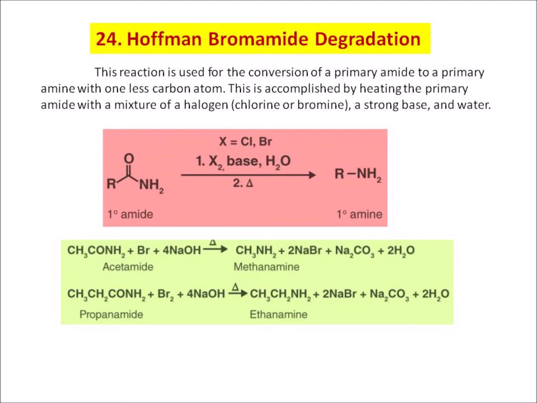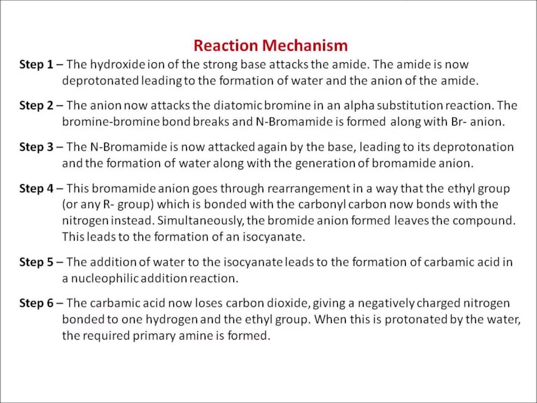Conversion of primary amide RCONH2 to RNH2. That is, primary amide is converted to primary amine. Here examples are given like acetamide to methanamine, propanamide to ethanamine. When we examine the reaction mechanism of Hoffmann-Bromamide degradation, 6 steps are involved.